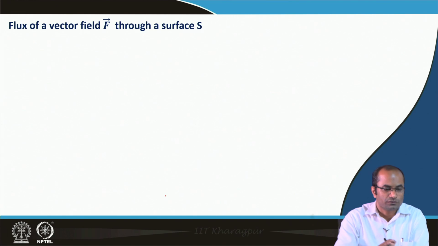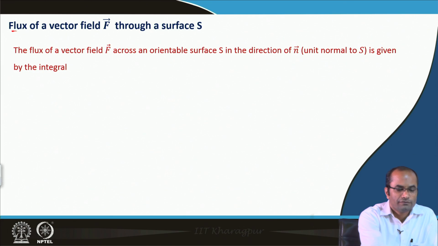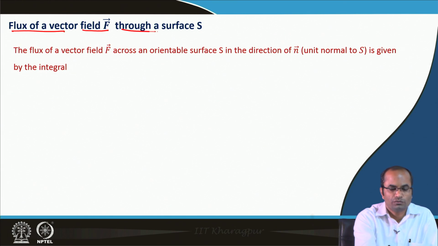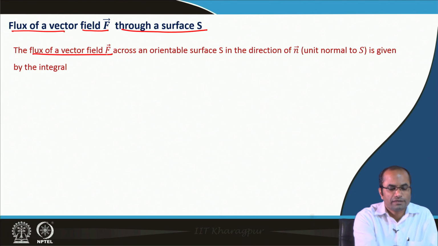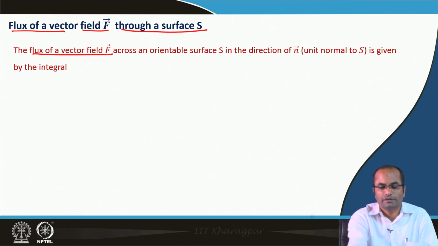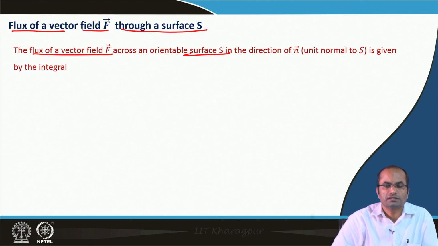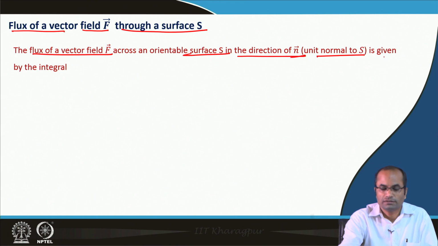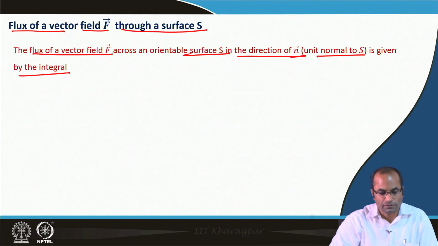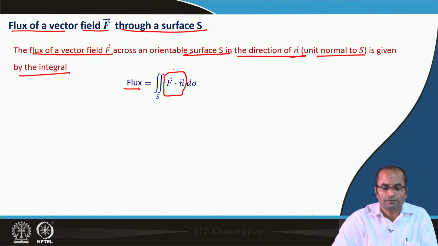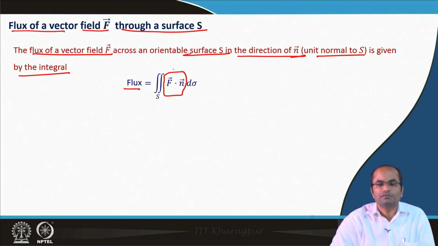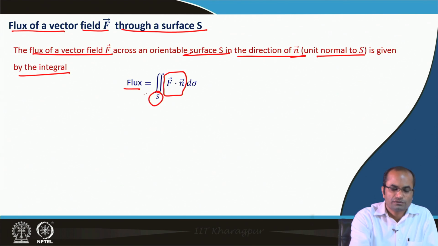Having that, we have the flux of a vector field f through a surface S, which we will discuss in this lecture. The flux of a vector field f across the orientable surface S: orientation is important because we will be considering the normal in two directions. In the direction of n, the unit normal to S, it is given by this integral. We have this flux integral, where f dot n, the component of f in the direction of the normal, is being integrated over the surface S.